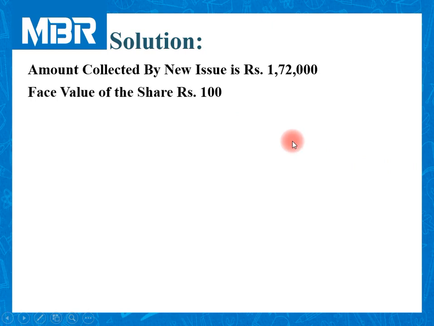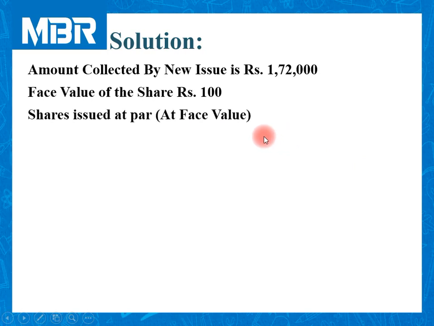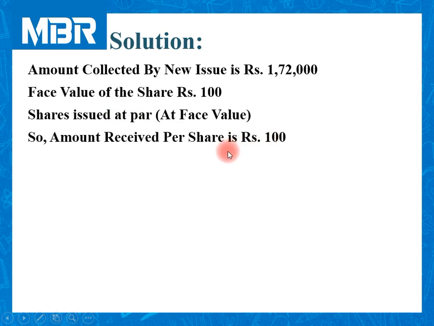1,72,000. The face value of the share issued by the company is 100 rupees. As per additional information, we need to issue our shares at par. At par means at face value. So, the amount received by the company per share is rupees 100. If we had issued our securities at premium, then the amount received per share would be different. But right now, shares are issued at par, so we need not worry about that.